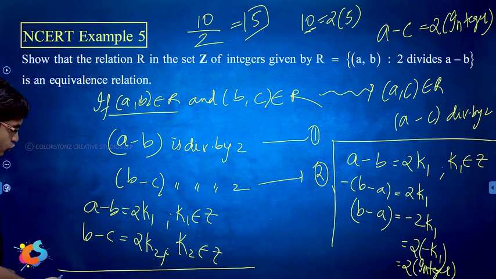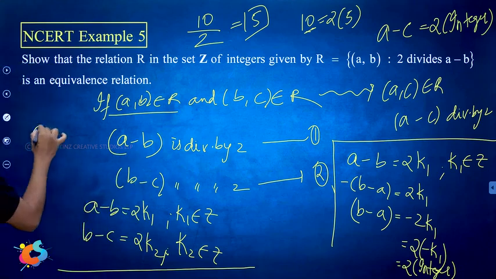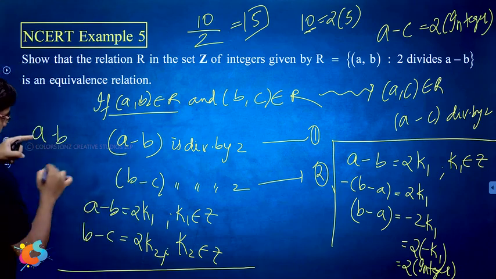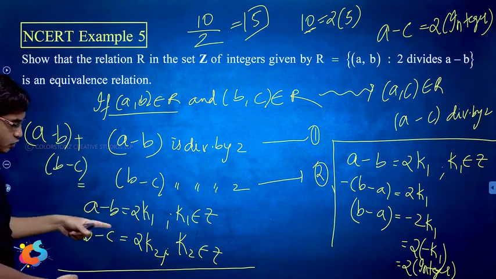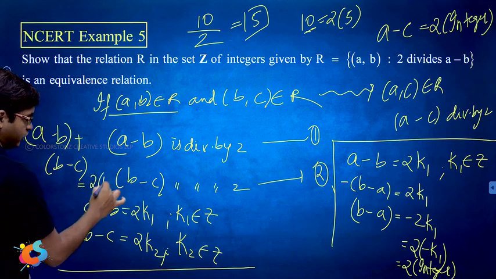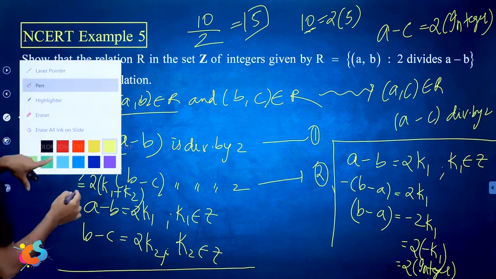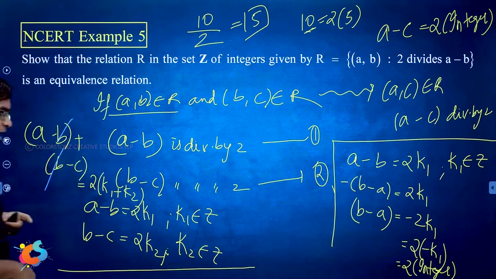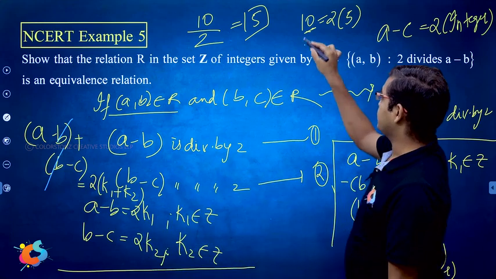So when you add these two, what will happen? a minus b plus b minus c, and on the right hand side, you will have 2 into k1 plus k2. The left hand side is very good, meaning the way we want it, it is there. a minus c. So a minus c is equal to 2 into k1 plus k2.